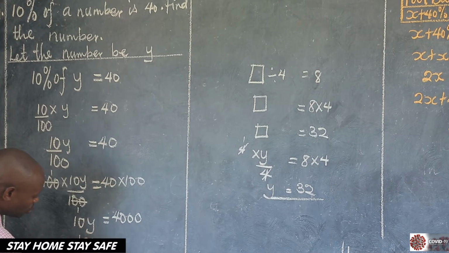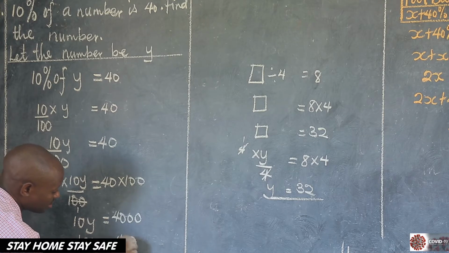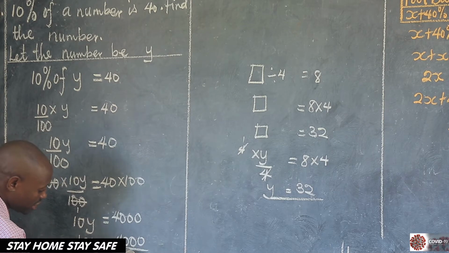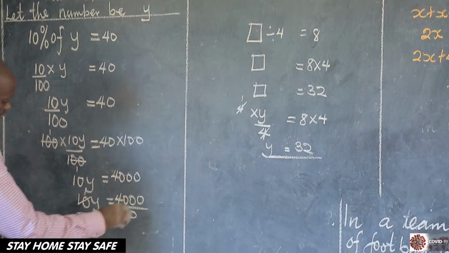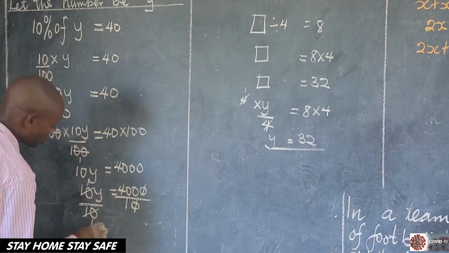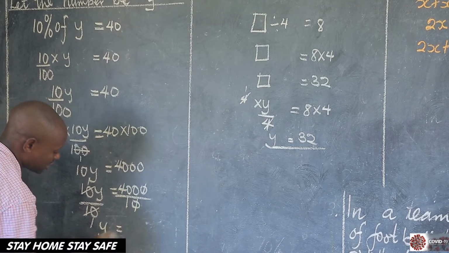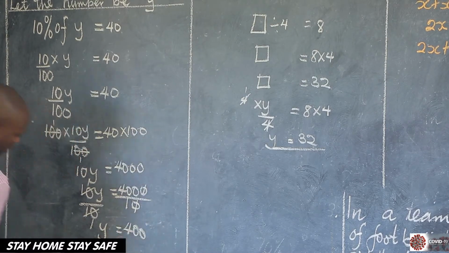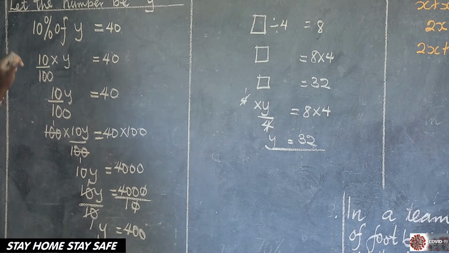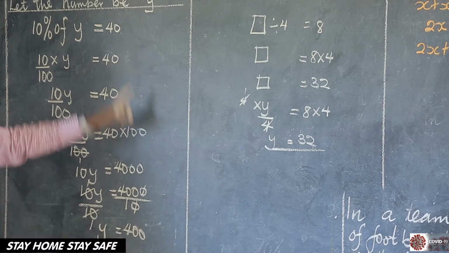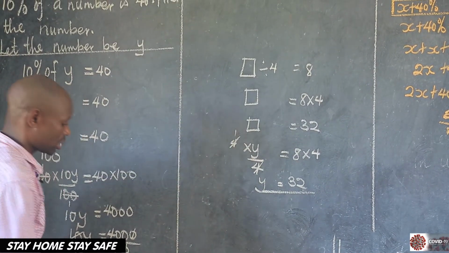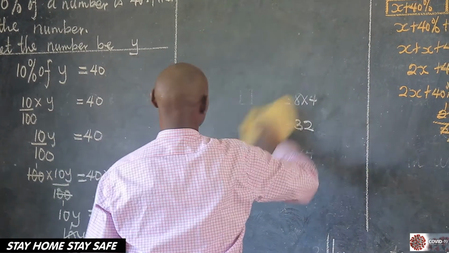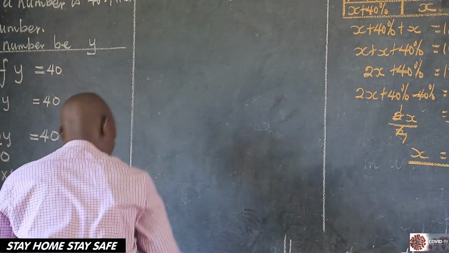So we shall have 10y divided by 10 is equal to 4,000 divided by 10. This 0 will go with that one. Even this one will go with this. So you will find that your y is this time equal to 400. Therefore, 10% of 400 will give us 40 as our answer. Can we look at another example? Let's look at another example.